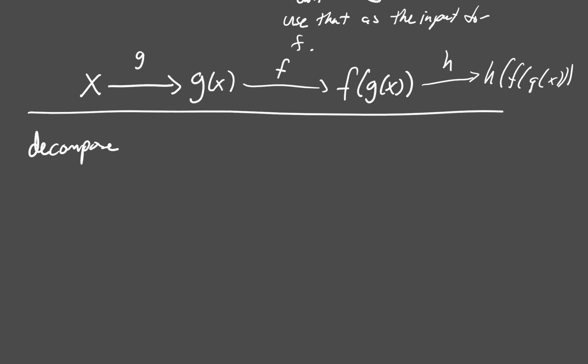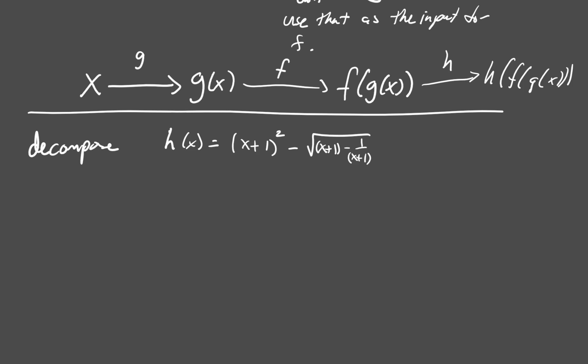So let's say we're going to decompose this function here. Let's call it h of x. It's going to be x plus 1 squared, minus the square root of x plus 1, minus 1 over x plus 1. And I want to decompose this into two different functions.